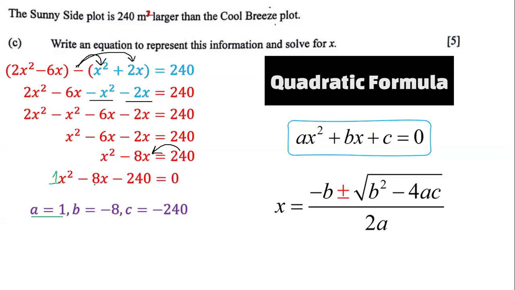The coefficient of x, the number in front of x, is what? Is a negative 8. So b is a negative 8. And the constant is a negative 240. So that's why c is equal to negative 240. And so since we know that a is 1, b is a negative 8, and c is negative 240, we can apply the quadratic formula.